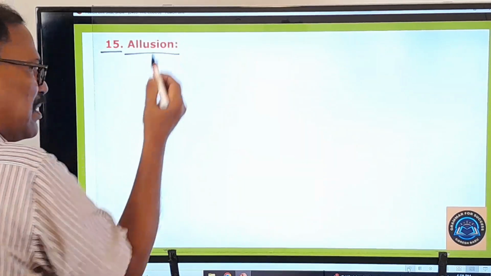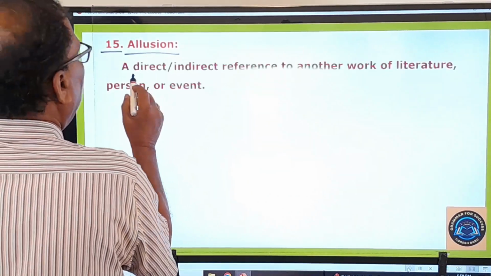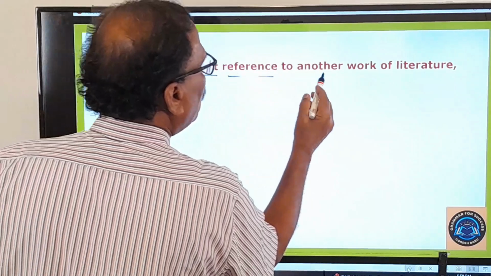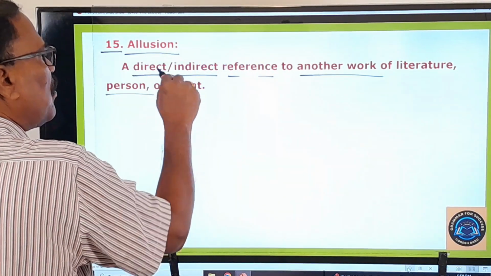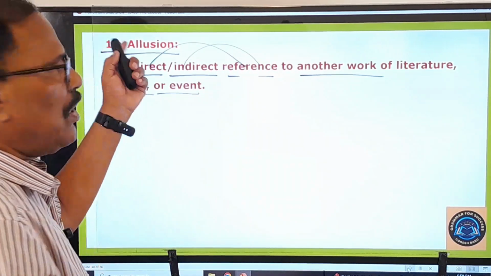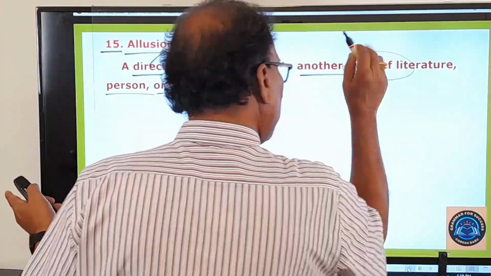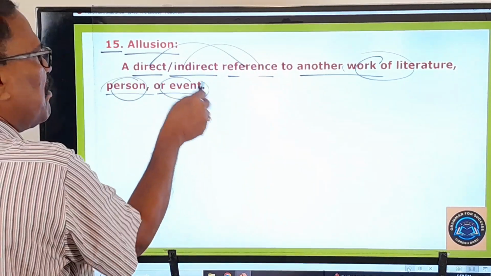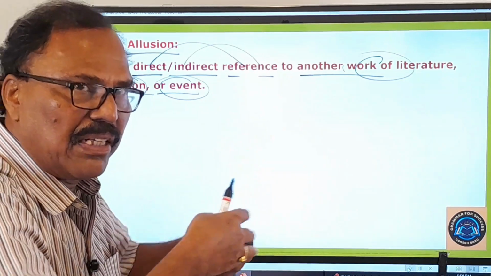The 15th one, allusion, is there. Allusion means reference, giving some reference. A direct or indirect reference to another work of literature, person or event. This direct or indirect reference is called allusion. Reference to some work of literature or some person or some event. So what kind of allusion is given in this poem?